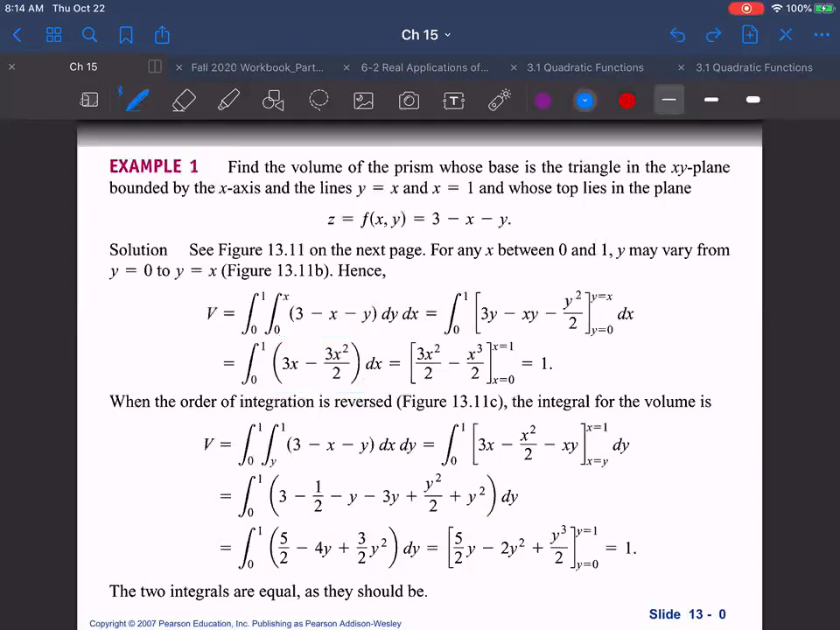And then we integrate that simply from 0 to 1. You can go through and do it yourself, and we get x equals 1. Conversely, we can swap the order of integration, and we'll integrate for dx first, for x.